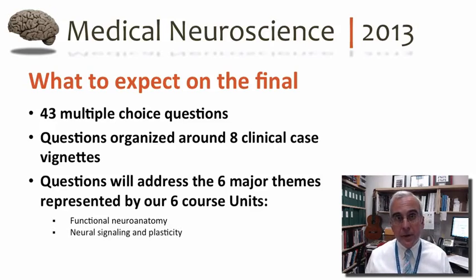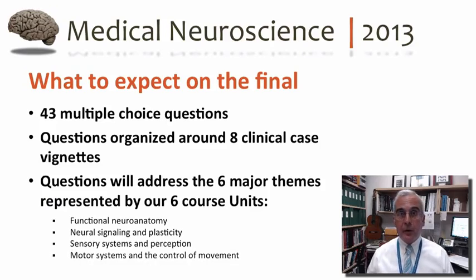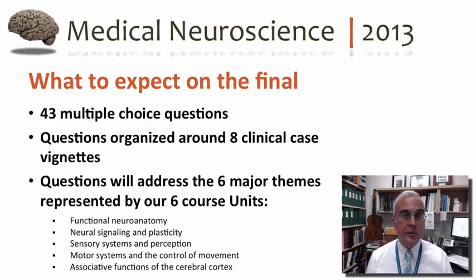We'll have questions that pertain to neural signaling and plasticity of synapses and circuits. Of course, there will be emphasis on sensory systems and the basis of sensory perceptions. Likewise, there will be significant content pertaining to motor systems and the control of movement, and we'll have some questions in some of the cases that pertain to your understanding of the associative functions of the cerebral cortex, among other more complex brain functions.